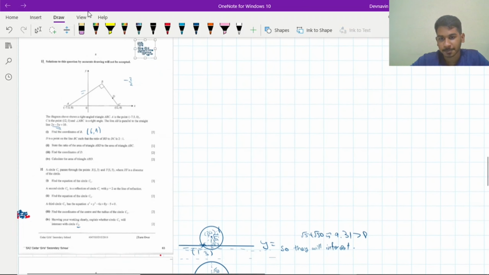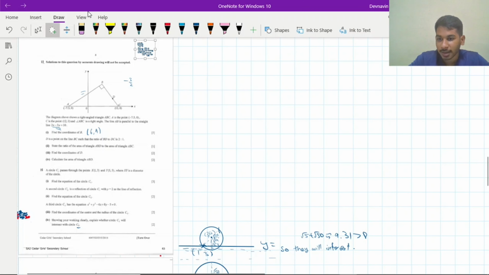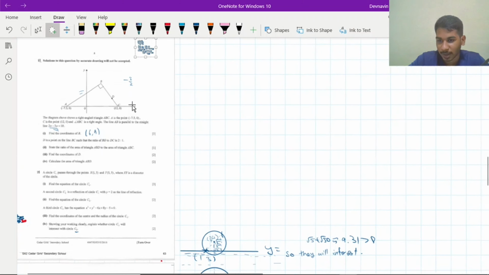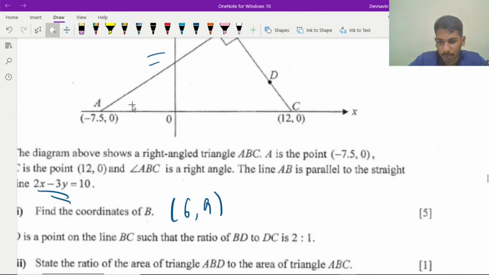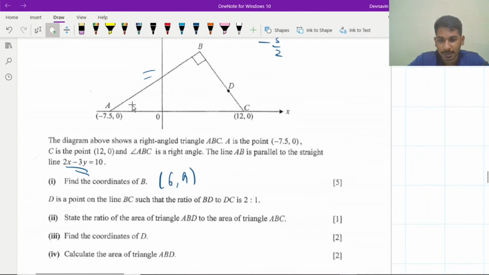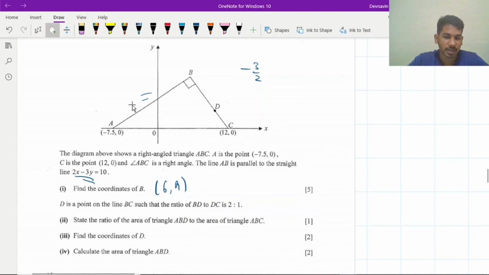Shrunk. Okay, let's try again. For part 2, D is a point on line BC such that the ratio of BD to DC is 2:1. And they want to find the ratio of the area of the triangle ABD to ABC.